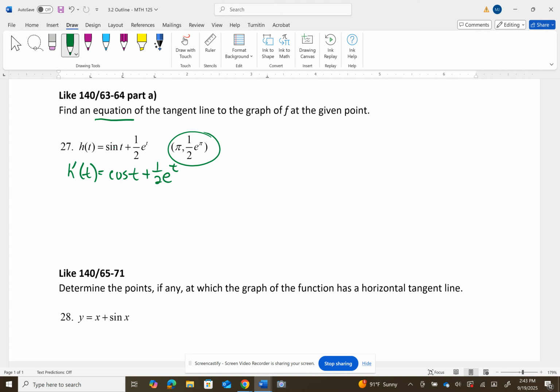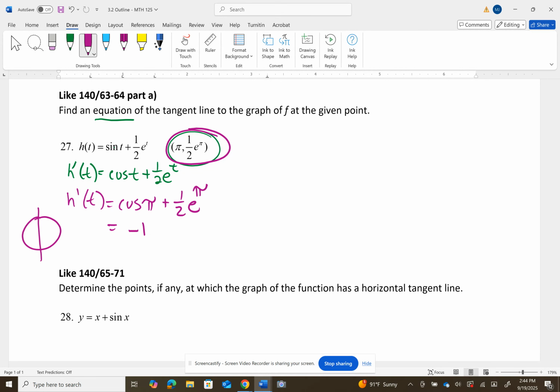Okay. And then once I've done that, I'm going to go on and look for what the value of the slope turned out to be. Okay, so I want to know what's the value of the slope when I put in pi. So now I'm going to come in here and get the slope at that point. So I'm going to plug in a pi. Okay, so the cosine of pi is negative 1, right?